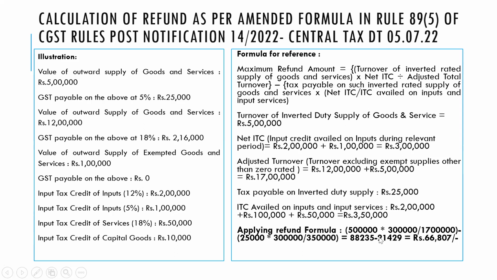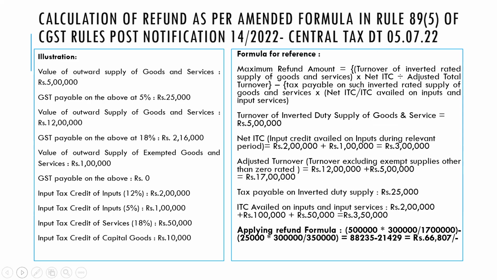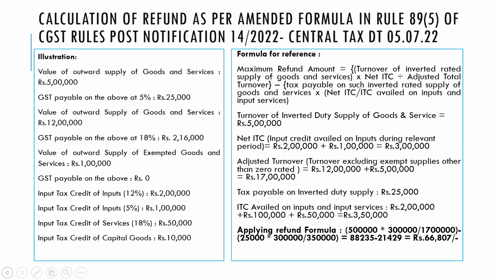So the amount of refund is 88,235 minus this adjusted tax payable, that is 21,429. So your refund is 66,807. In the earlier formula we got a refund of 63,235, whereas in the new formula we are getting a refund of 66,807. So there is an increase in refund of 3,571 in this illustration because of the change in the formula.